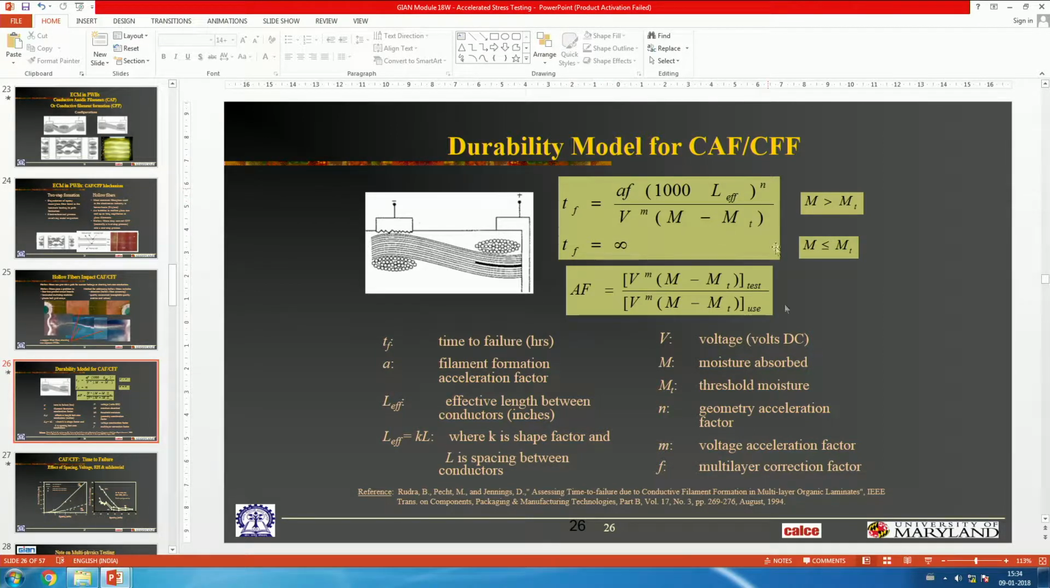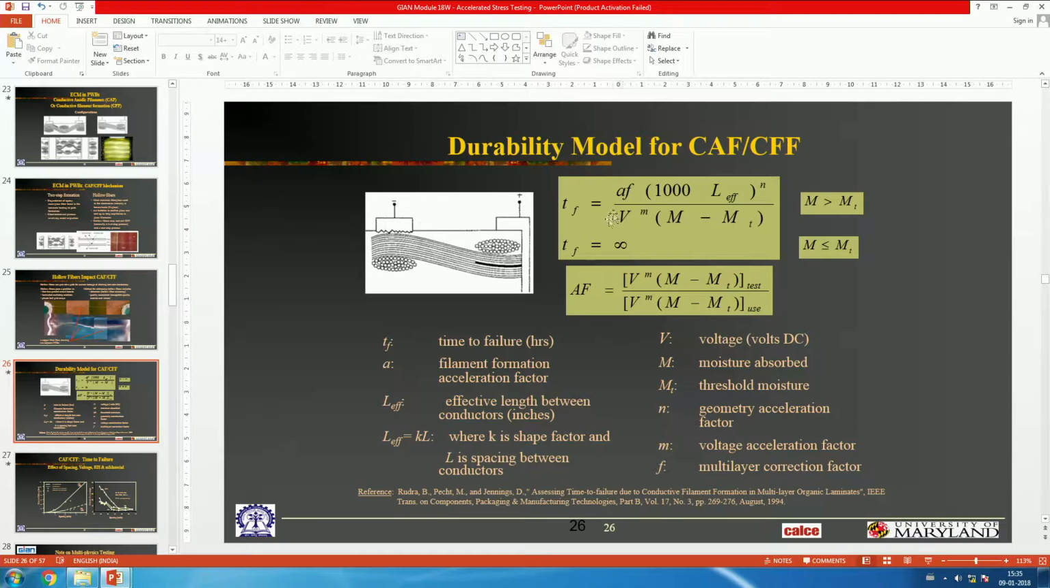AF are model constants. N is a model constant. V is the voltage gradient across them. M is a model constant. And M is the moisture content over there in grams of moisture per unit volume. And it turns out that you don't get these filaments forming below a certain threshold moisture content. So that's the threshold value. So any moisture content above the threshold value will cause migration. So time to failure is given by that relationship.